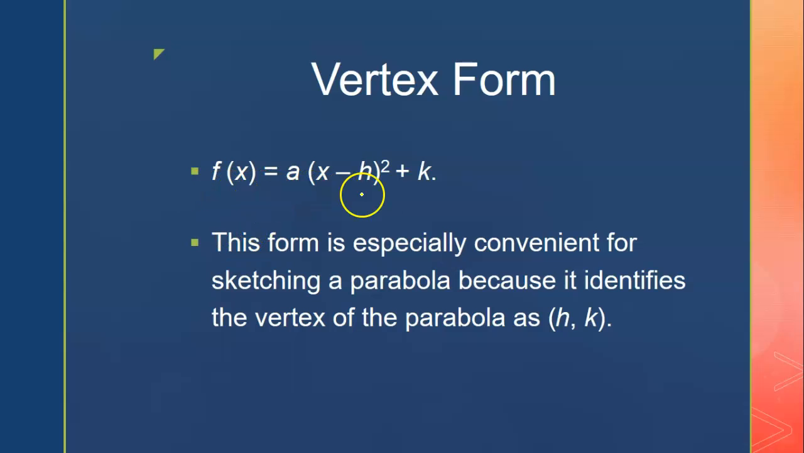Vertex form is the equation y equals a(x minus h) squared plus k. f of x and y are the same thing. This is function notation. The vertex in vertex form is (h, k), kind of like in the absolute value. The vertex was h and k inside the absolute value. Vertex form is nice because you can see the vertex.